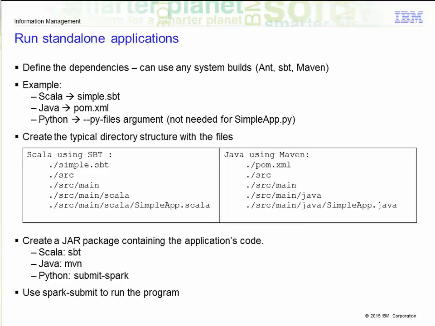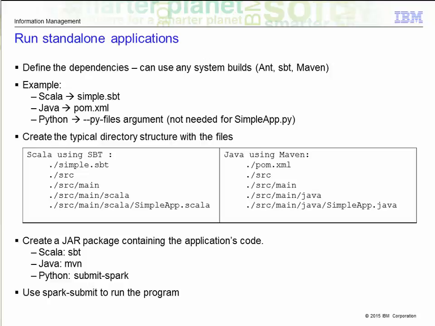Up until this point, you should know how to create a Spark application using any of the supported programming languages. Now you get to see how to run the application. You will need to first define the dependencies. Then you have to package the application together using system build tools such as Ant, SBT, or Maven. The examples here show how you would do it using the various tools. You can use any tool for any of the programming languages. For Scala, the example is shown using SBT, so you would have a simple .sbt file. In Java, the example shows using Maven, so you would have the pom.xml file.